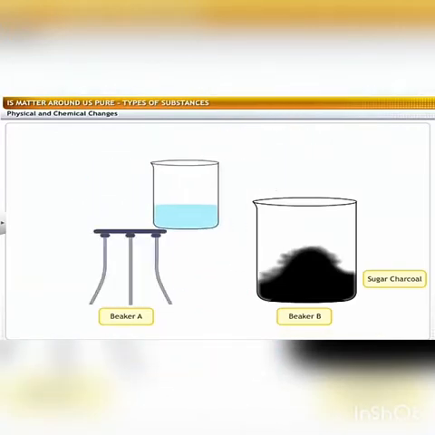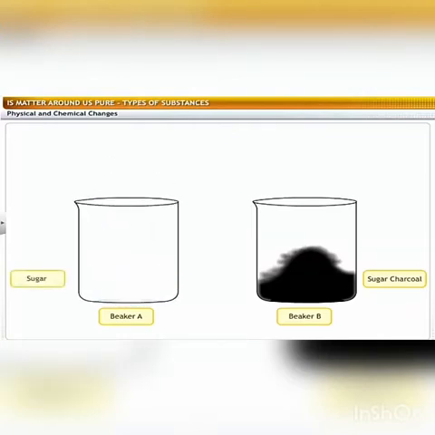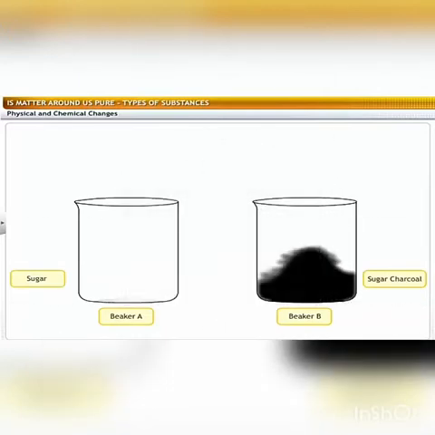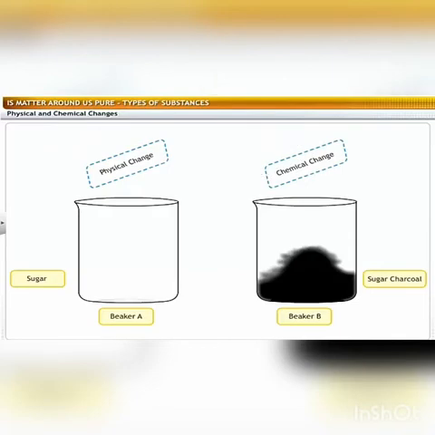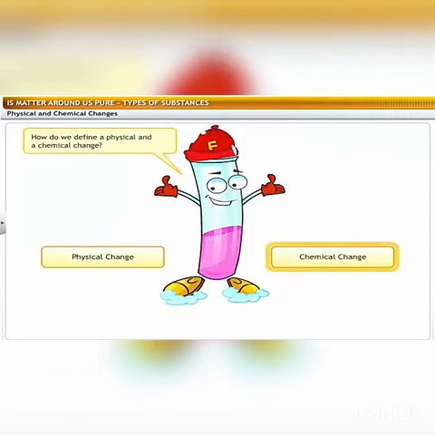In beaker A, we can get back the sugar by the evaporation of water. On the other hand, in beaker B, we cannot get back the sugar from the carbon. From this observation, we can conclude that there are two types of changes: physical change and chemical change. How do we define a physical and a chemical change?